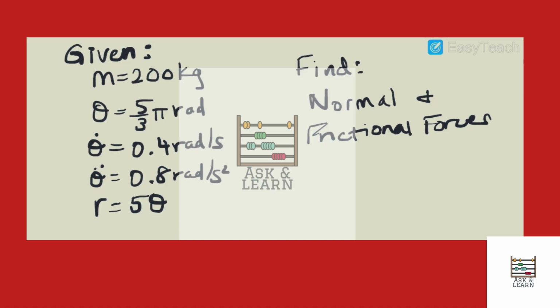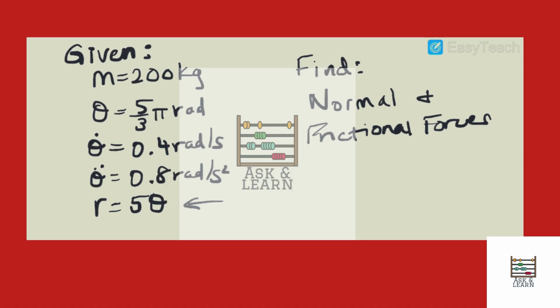Hi everyone, so what we have today is a problem where a motorcyclist is going over a hill. We know the mass of the motorcycle is 200 kilograms. The contour of the hill is given by r equal to 5 theta. At the instant in question, theta is equal to 5/3 pi radians, theta dot is 0.4 radians per second, and theta double dot is 0.8 radians per second squared. We're asked to solve for the normal and frictional forces at this moment in time.